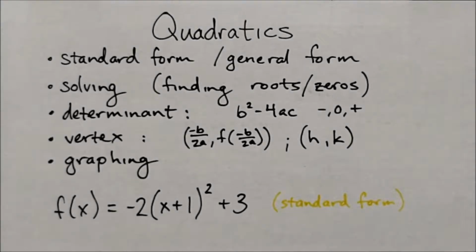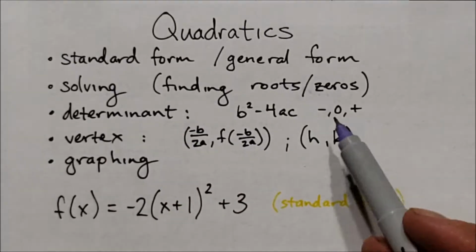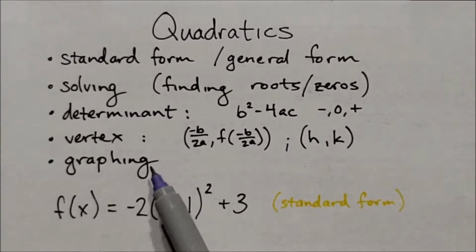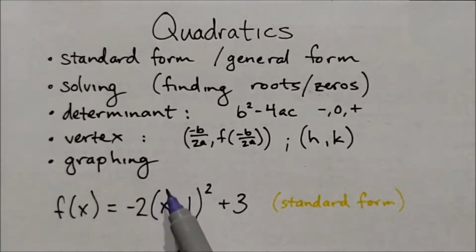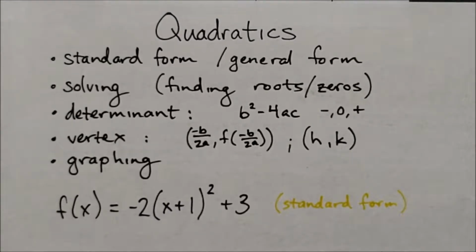All right, we're going to cover some quadratics, as we can see listed: standard form, general form, solving, finding the roots and zeros. What is the determinant? How do we find it? What does it mean? The vertex. How do we find the vertex? We have two different ways. And then sketching some rough graphs of these quadratics using the above information.